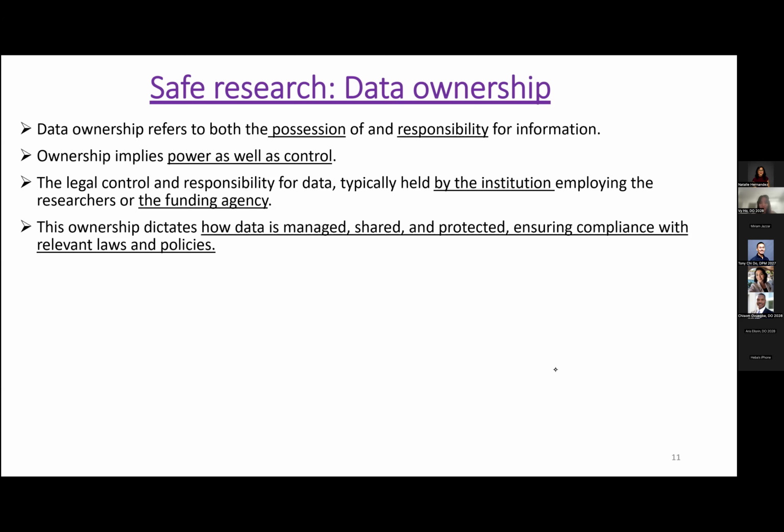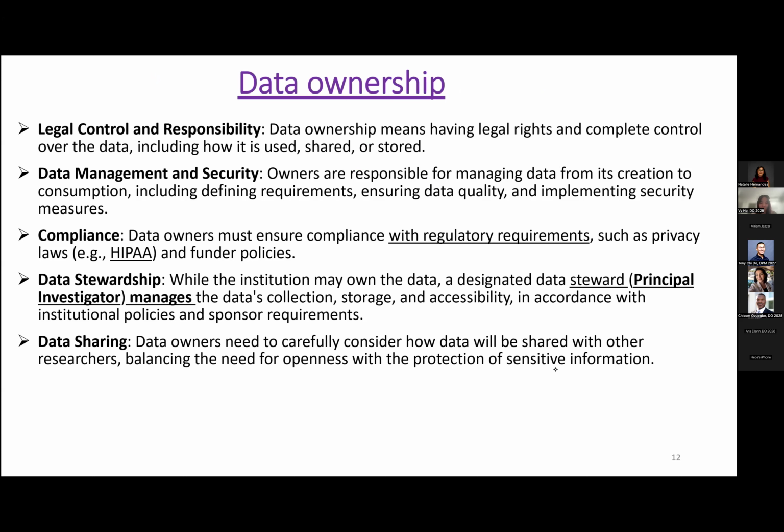So regarding ownership of the data, the rules and regulations dictate how the data will be managed, how it will be shared, how it will be protected, and how you will follow the compliance. So these things are predetermined, and each and every research should have these things in writing before starting the research. So it comprises legal, control and responsibility. As I discussed earlier, the legal department of the university will tell you, and you should go through all CITI trainings to learn each and everything about how we are responsible for data security and confidentiality.